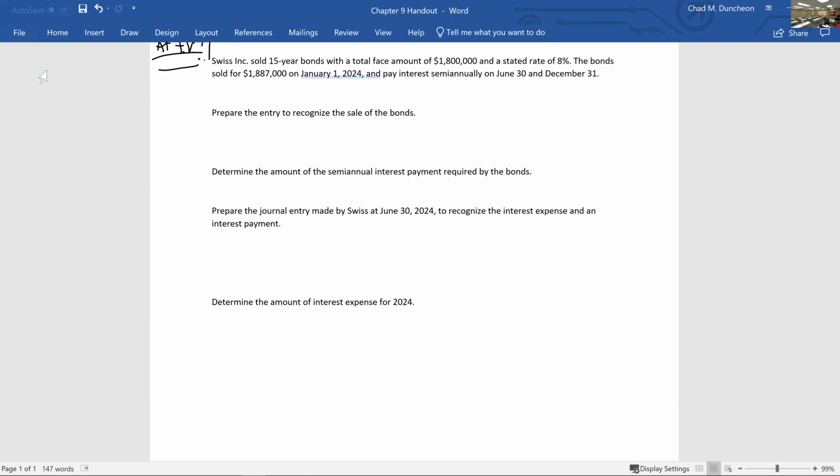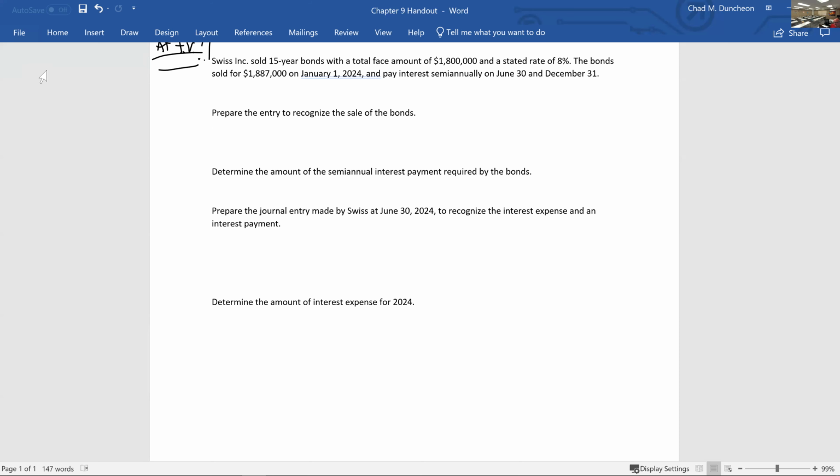Okay, we received more cash than the face value. So we are going to have a premium. Okay, so we're going to be working with a premium here. The stated rate was 8%. So if we're having a premium, what could the market rate have been? It had to be lower, right? The market is giving a lower return than us.